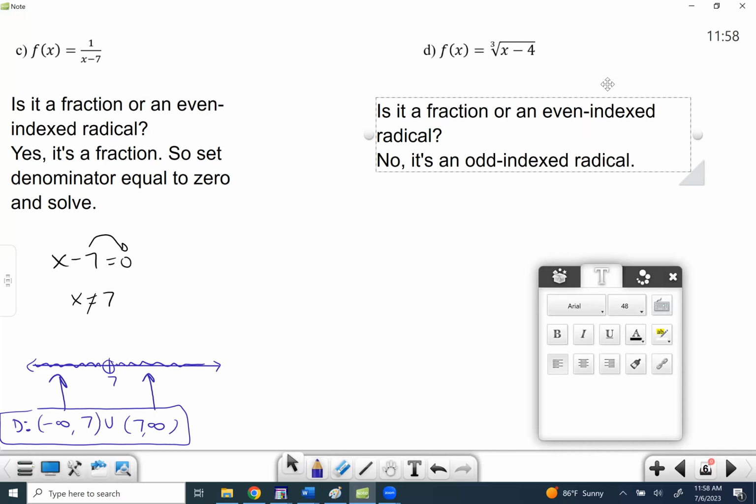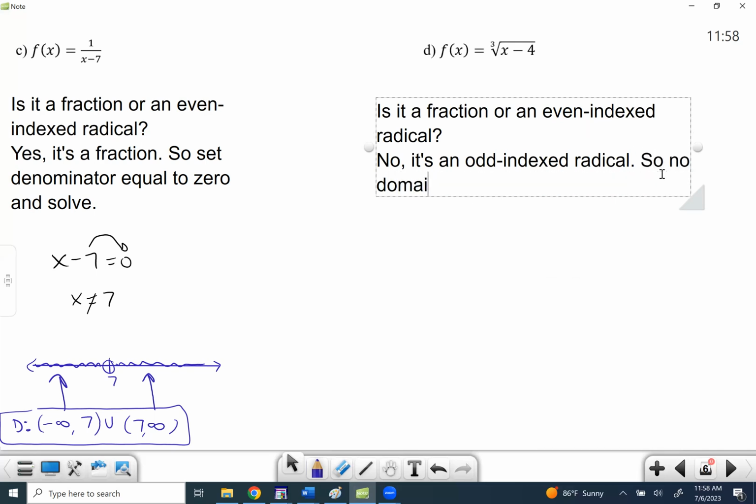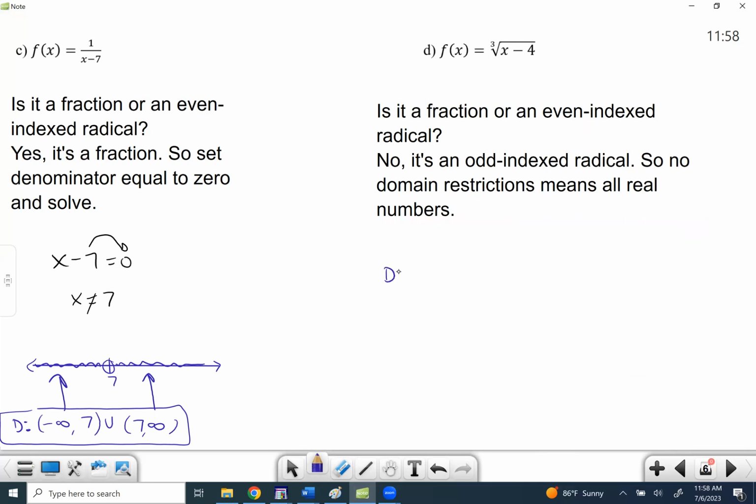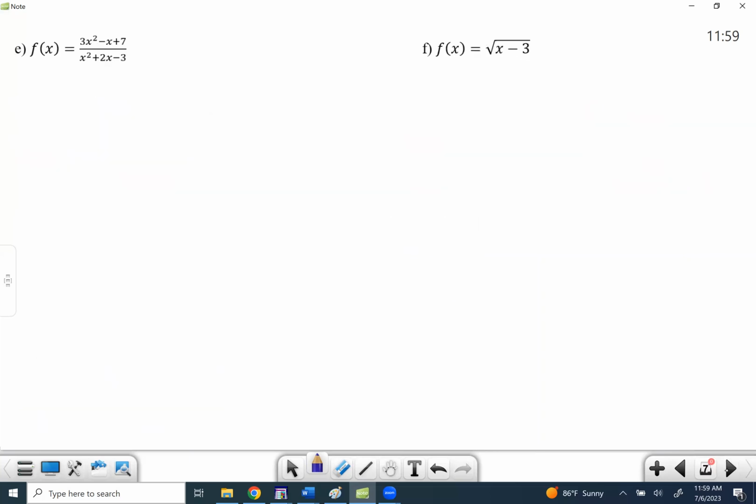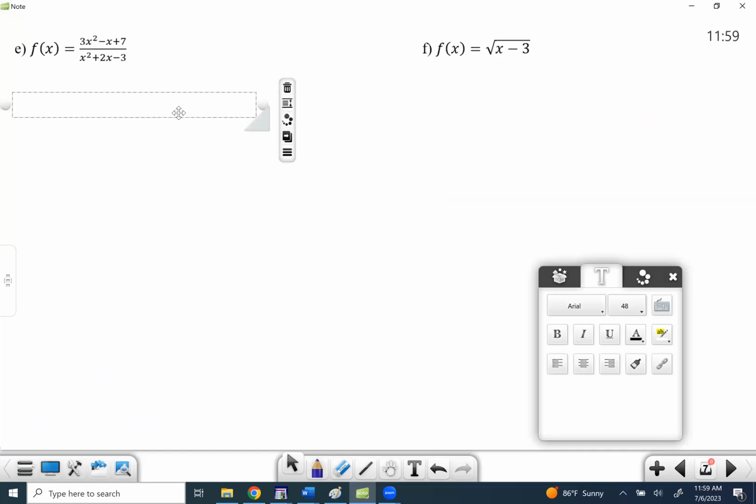We said, okay, then at this point it's going to be negative infinity to infinity. So no domain restrictions, which means all real numbers. So we're going to go ahead and say from negative infinity to infinity for the domain. We'll talk in a second about the whole even versus odd thing. I just wanted to use it first, and then we'll come in and talk about that. All right, so the question: is it a fraction or an even indexed radical?